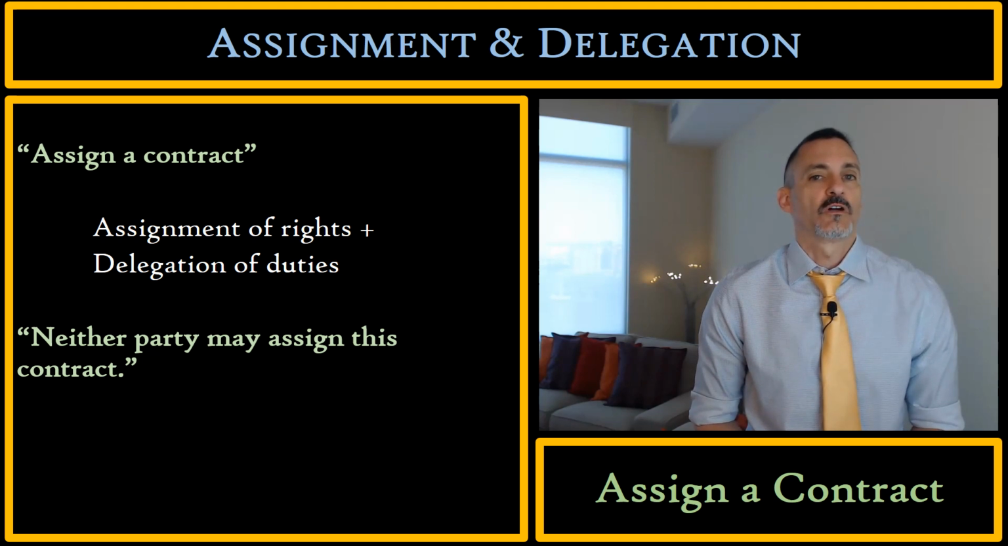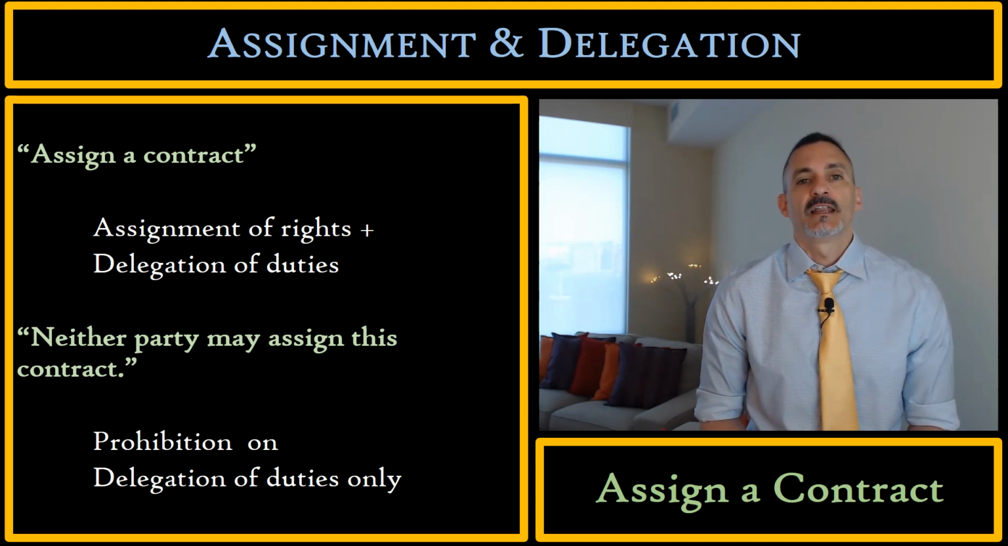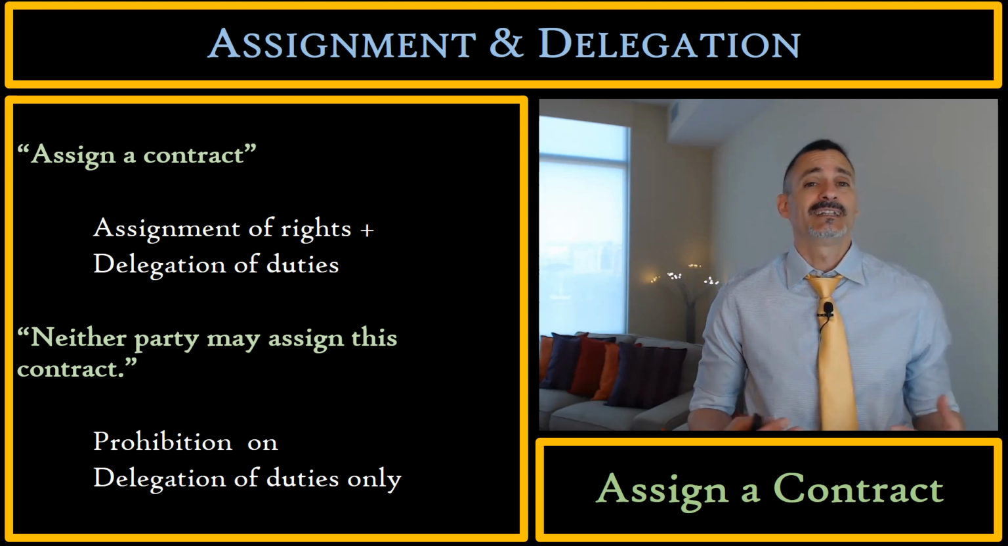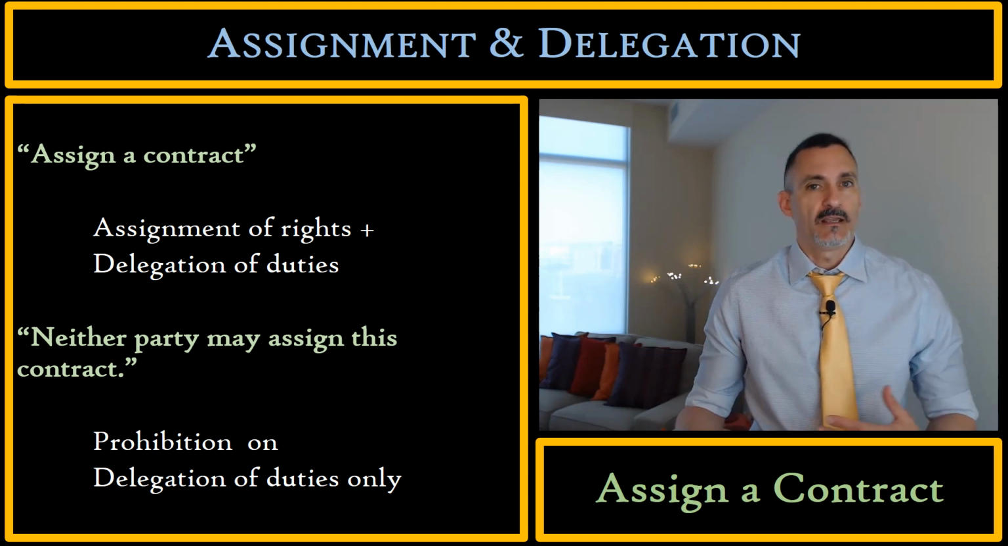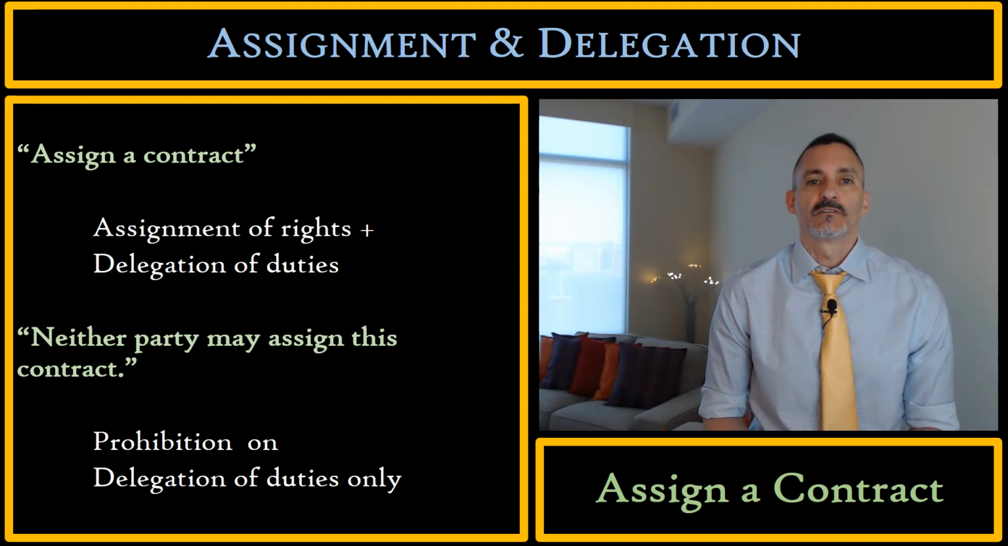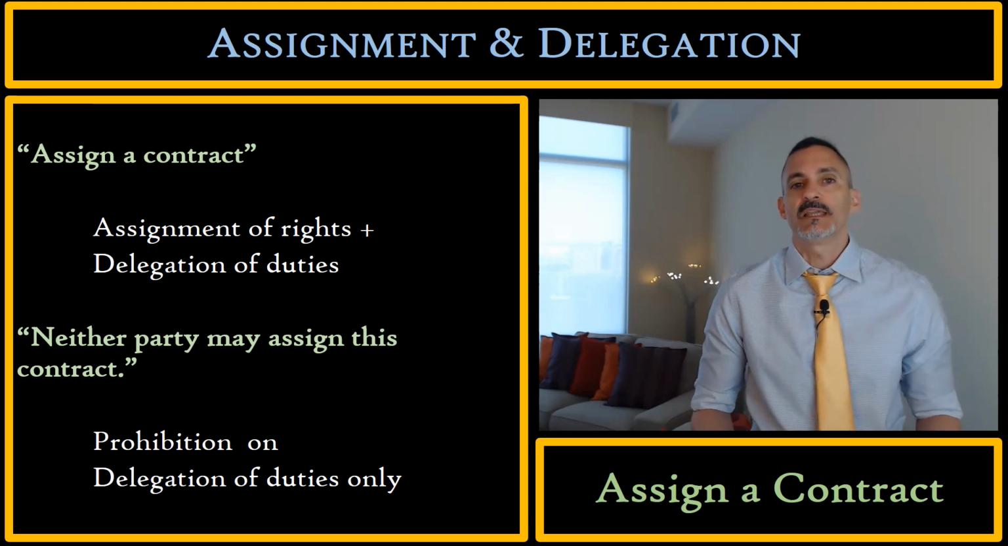What if there's a contractual clause that says that neither party to this contract may assign the contract to third parties? What does that mean? Well, what courts say this means is that the parties cannot delegate their duties under the contract. The idea is that if these rights are assignable, the parties wouldn't prohibit the other party from assigning the rights under the contract. So when they say there's a prohibition on the assignment of the contract, it's a little bit ambiguous. And so we'll interpret it to mean that you're only prohibited from delegating your duties under the contract.